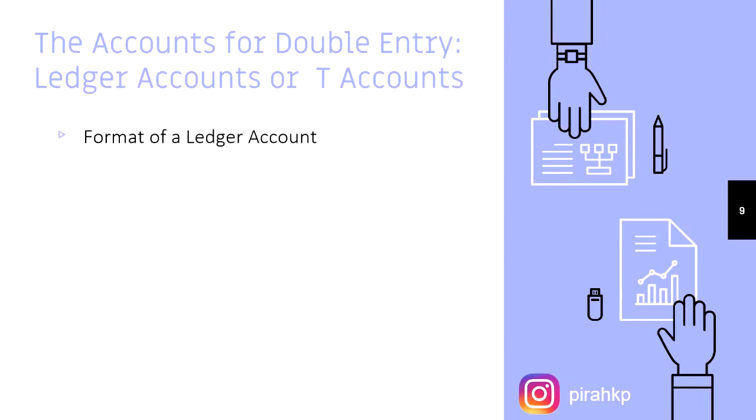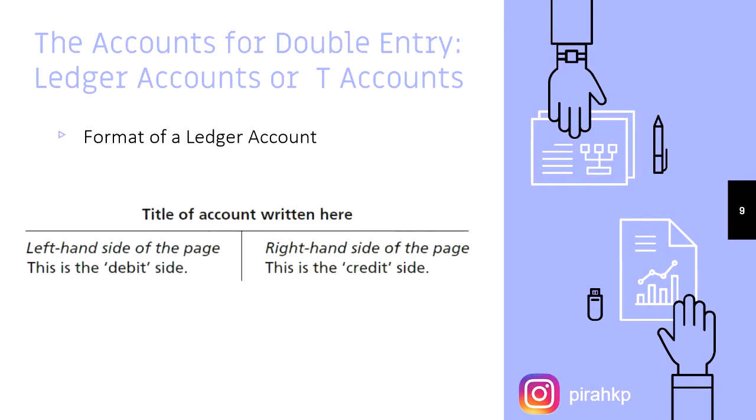Here is the format of a ledger account. Title of account written here. Title of any account is written here. You will write cash, capital, payables, and so and so. Okay, here's the thing. Why these are called T accounts? Because these accounts are shaped like T. Now on the left hand side, you will write whatever is debited. On the right hand side, you will write whatever is credited. You make one T account for each account. And then you will keep writing stuff in it. Whether it has been debited, whether it has been credited, all the transactions will be written in them.